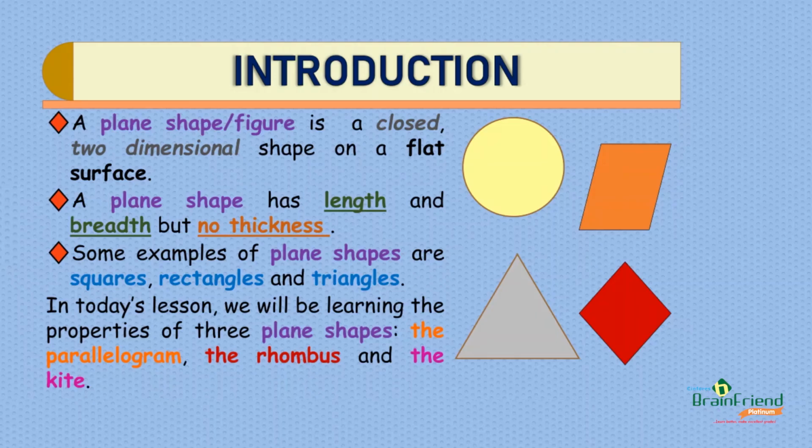Now let's start with what a plane shape is. A plane shape is a two-dimensional shape that is closed on a flat surface. A plane shape has length and breadth but no thickness. Some examples are triangles, squares, or rectangles. But in this class, we'll be learning the properties of the parallelogram, the kite, and the rhombus.